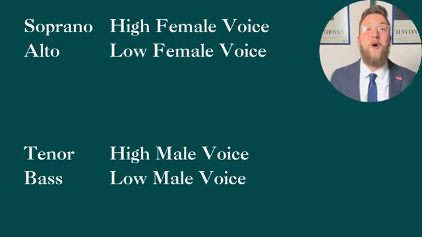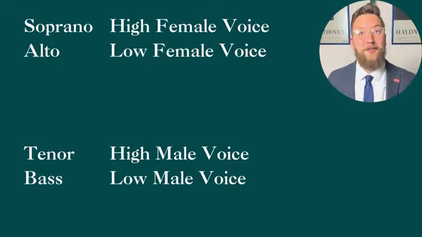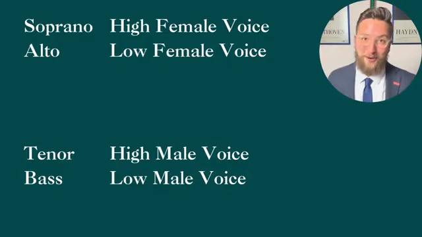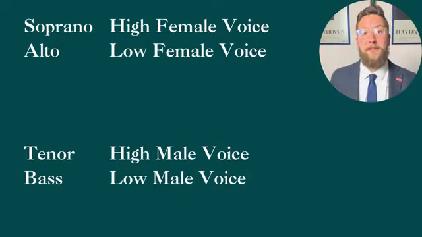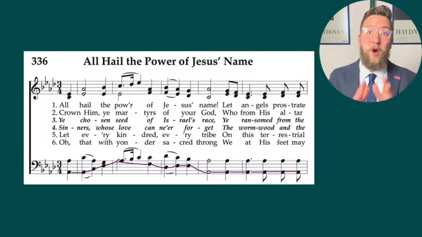So how do you know which part you are? Well, follow that same line of logic. Do you have a higher speaking voice as a woman or a lower speaking voice as a woman? If it's higher, call yourself a soprano. If it's lower, call yourself an alto. And then the same thing for men. Do you have a higher speaking voice? You're a tenor. Do you have a lower speaking voice? You're a bass.